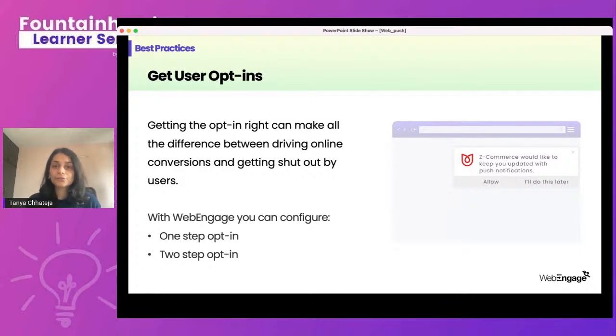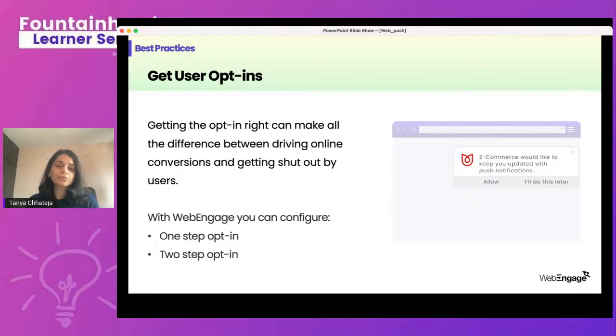What happens with your two-step notification is that the user needs to go through two steps of verification to be able to opt in for receiving web push notifications, whereas for your one-step opt-in, it's just a simple one confirmation that the user needs to provide. So the first best practice is that you need to get your user opt-in.